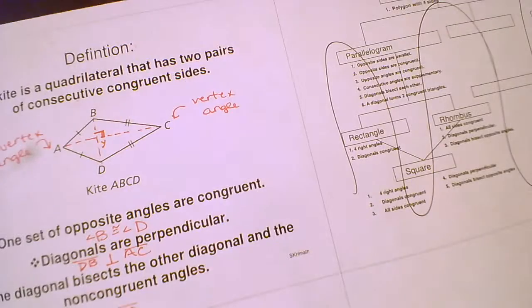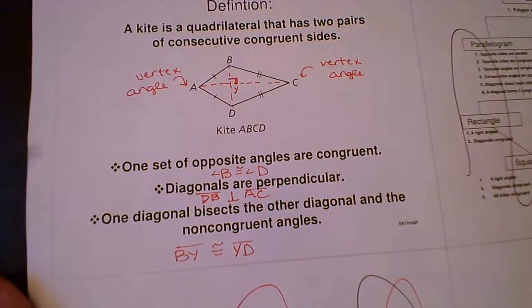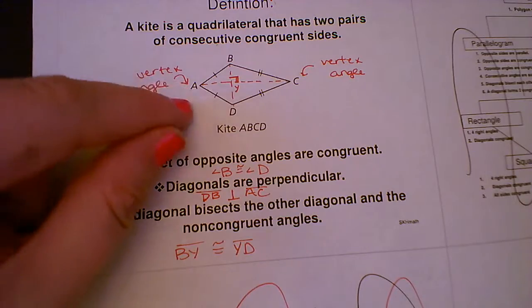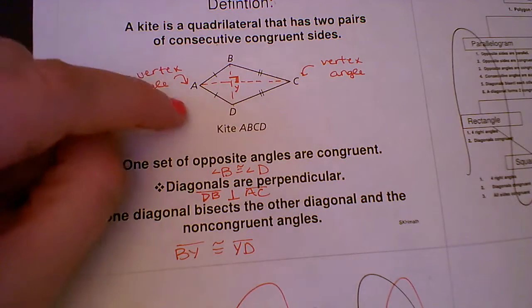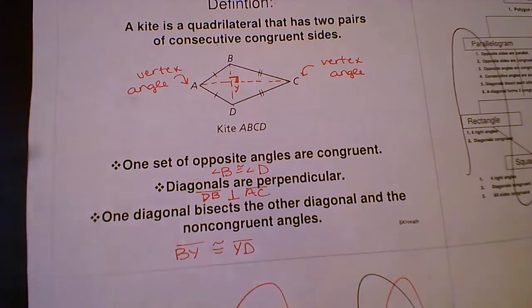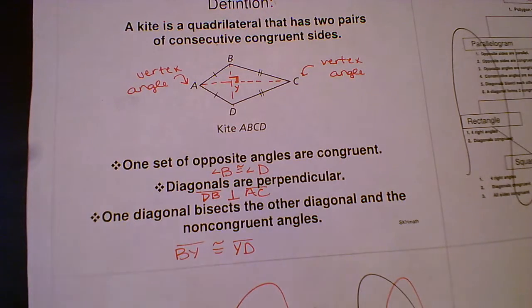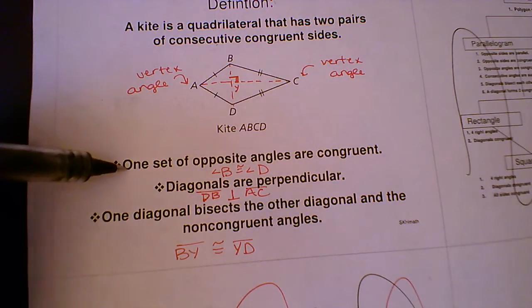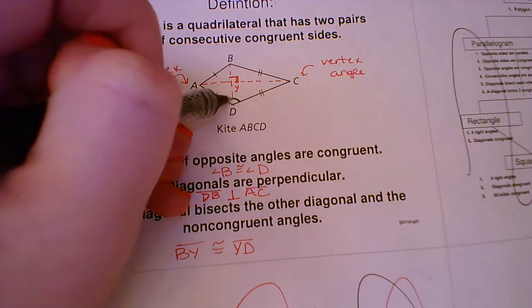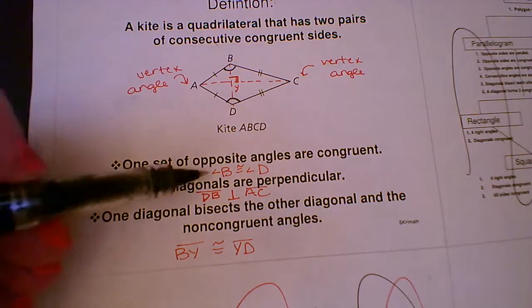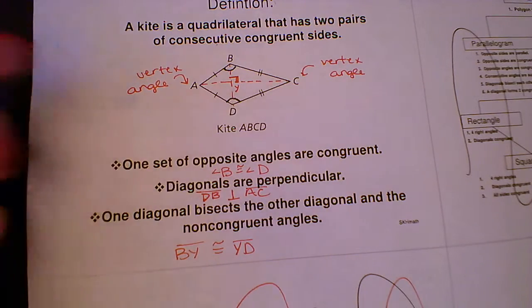We kind of skipped over example 4. And then lastly, the properties of kites. We have what are called vertex angles in kites. The vertex angles are usually the long diagonal's vertices. And then in a kite, one set of opposite angles are congruent. It's the ones that are the non-vertex angles. So angles B and D here are congruent.